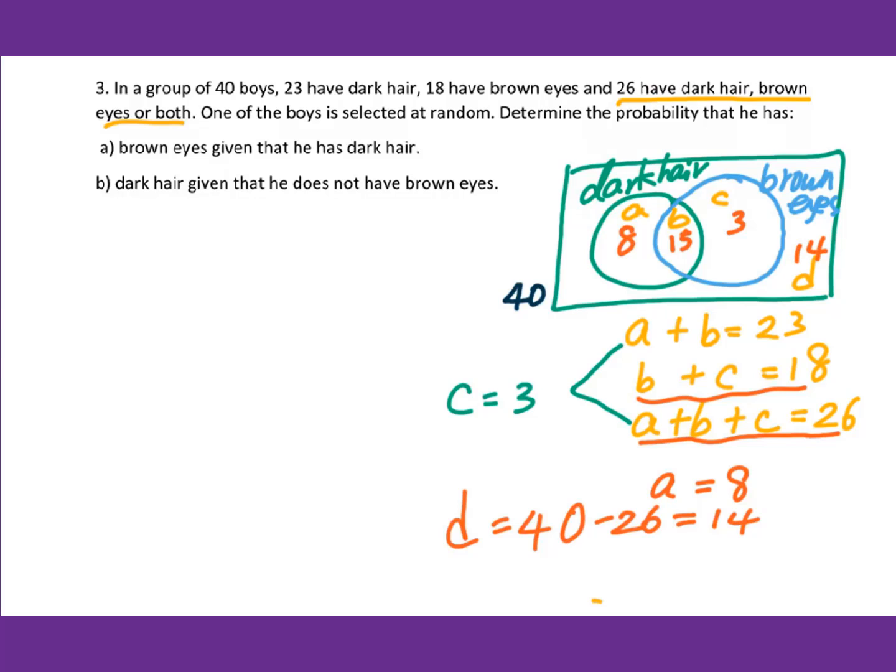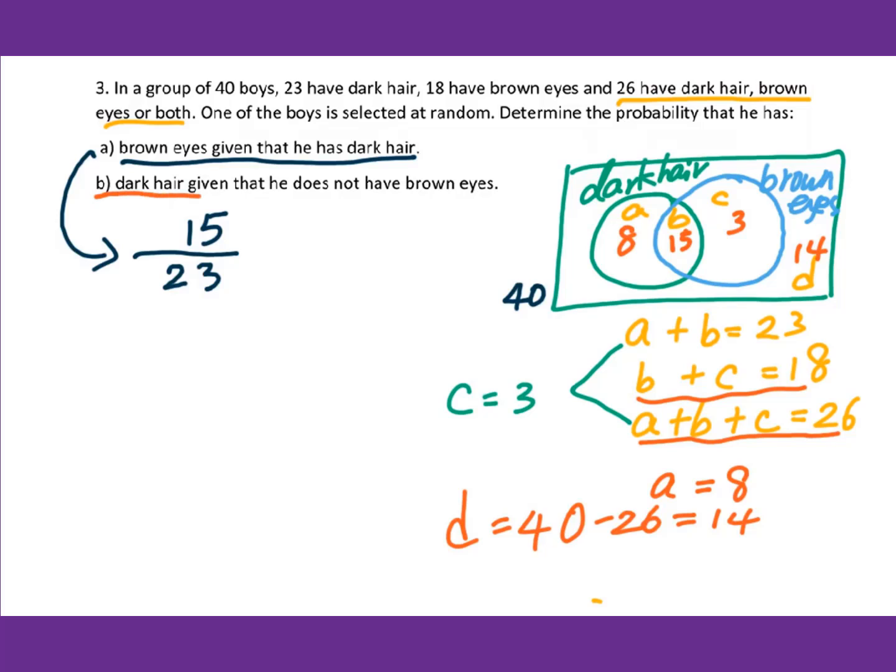Let's go to A. Brown eyes, given that he has dark hair. Dark hair, it will be the total, over dark hair. How many is dark hair altogether? It's 23. Among 23, how many students have brown eyes? It will be 15. Therefore, for A will be 15 over 23.